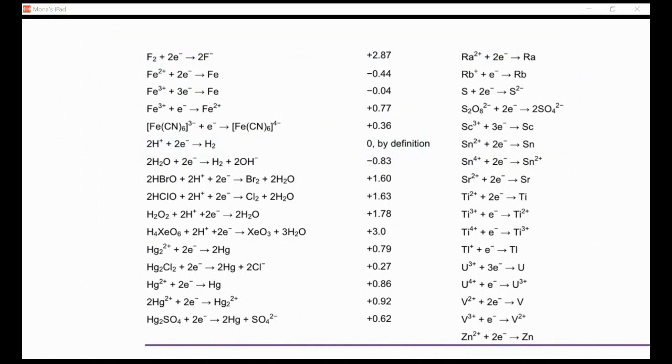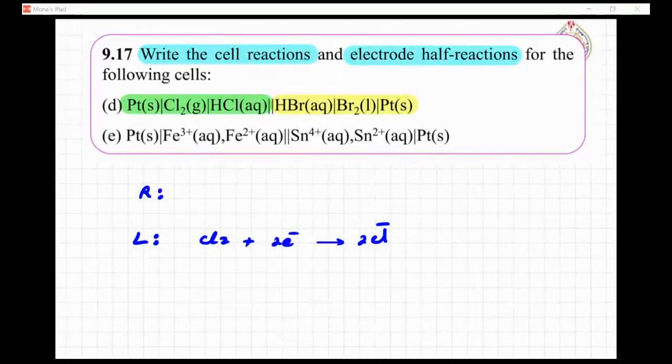If you go and look at it, you will see this Cl2. We don't have HCl there. So I'm writing Cl2 plus 2 electrons giving me 2 Cl minus. This is a reduction half reaction. In reality, it is not reduction. In reality, it is actually oxidation, where the Cl minus is converted to Cl2. Fine.